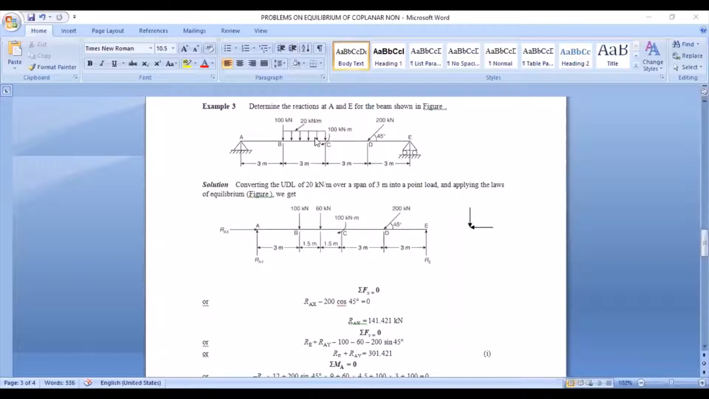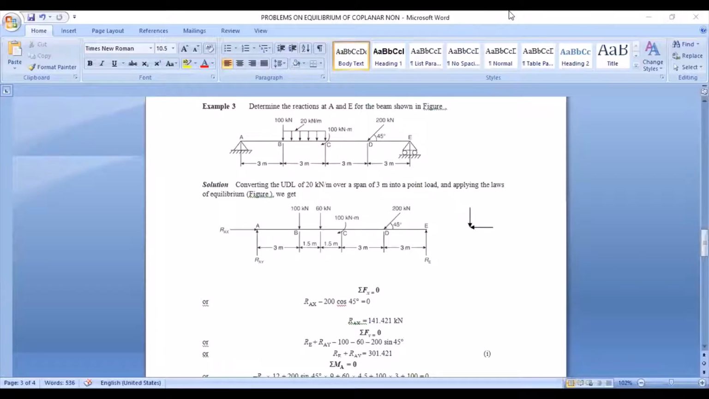So we need to convert this UDL to a point load. And how do we do that? It is done by simply calculating the area of the rectangle. So it is 20 into 3, which is 60, and it is going to act exactly at the center. Since the UDL is spanning over 3 meters, the equivalent point load acts exactly at the center, that is 1.5 meters on either side. So BC is now divided into two equal parts, 1.5 meters each.